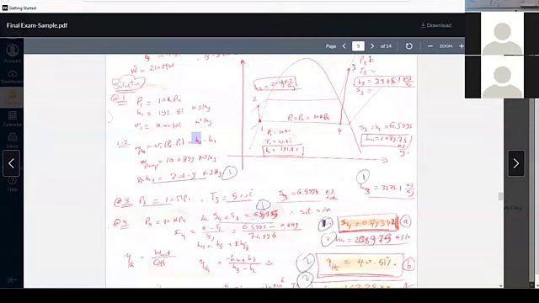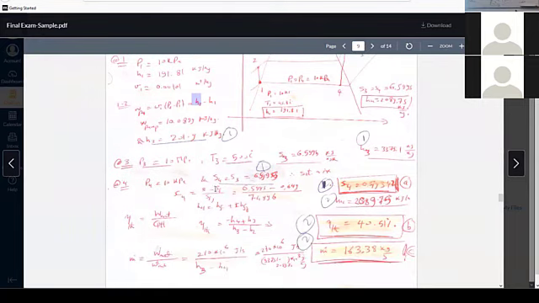Then state 3 is completely defined. State 4 is completely defined. Just use S3, give it to S4 to get X4, which is S minus Sf over Sfg at P4 equal 10 kilopascal. So you can get X4, you can get H4. Once you have all the H's, you are done. You have H1, 2, 3, 4, you are done.